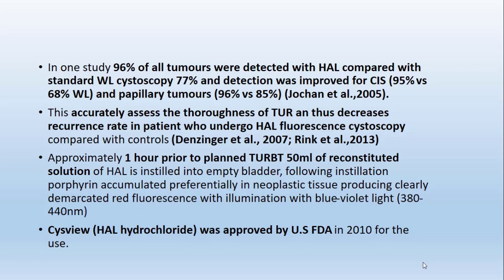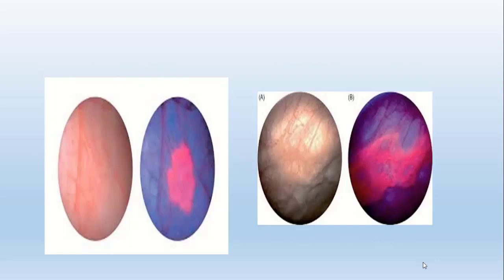Approximately 1 hour prior to the planned TURBT, a 50 ml reconstituted solution should be instilled in the bladder, after which porphyrin accumulates in neoplastic tissues and we can see it with blue light. Recently, in 2010, the FDA approved Cysview for photodynamic cystoscopy. This shows white light and clear fluorescence cystoscopy, in which we can see the tumor and easily resect it.